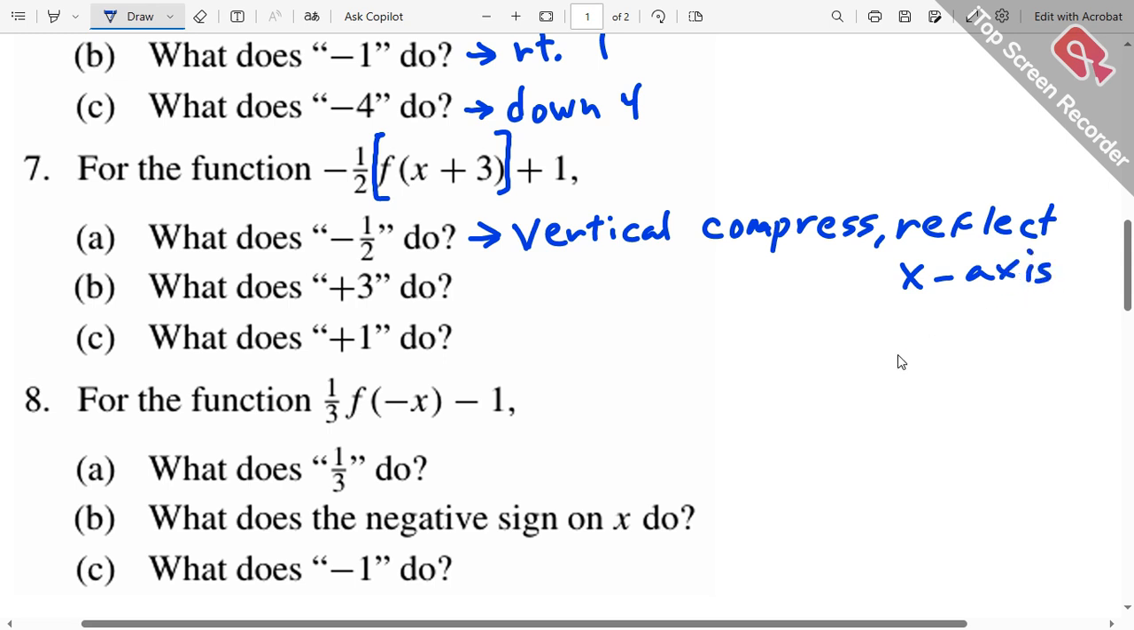All right, I'll check the answers and see if there's supposed to be 2 answers for that one. What does plus 3 do? Well, plus 3 is only applied to the x, so that makes it go left by 3 units. Plus 1, that's applied to the whole function, all right, not just the x, so that makes it go up 1.